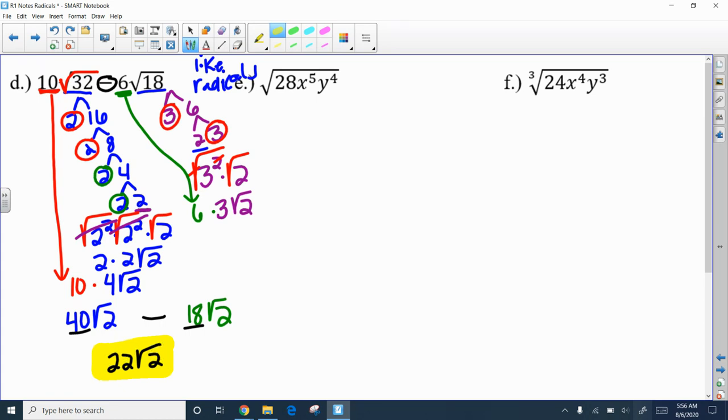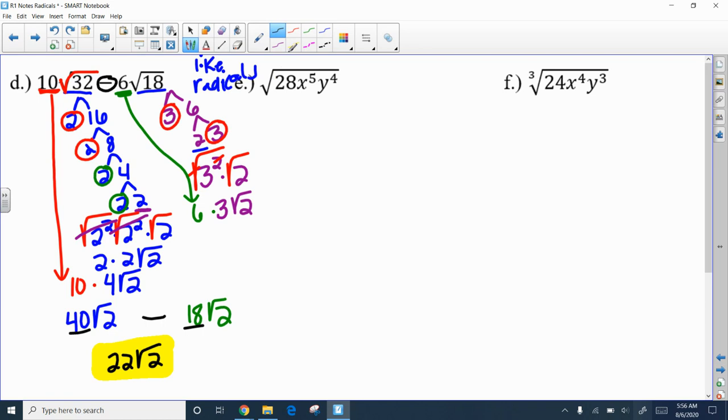All right, we got a couple more to simplify. The difference on E and F. E is still simplified and radical, but it also has some variables, which we'll see how to simplify. And F, this is the only one that's not a square root. It is a cube root, which we can tell because it has that little 3 there. So that one we'll have to do a little different by using groups of 3 instead.